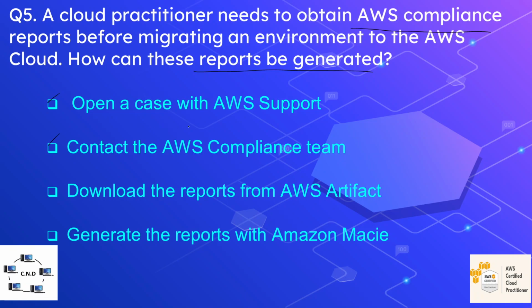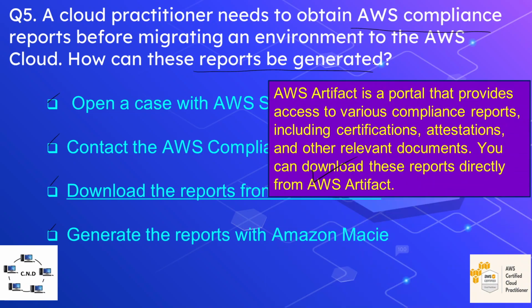Option B is contact the AWS compliance team. Option C is download the reports from AWS Artifact. And option D is generate the reports with Amazon Macie. And the correct option is download the report from AWS Artifact. So AWS Artifact can be used to download the compliance reports.